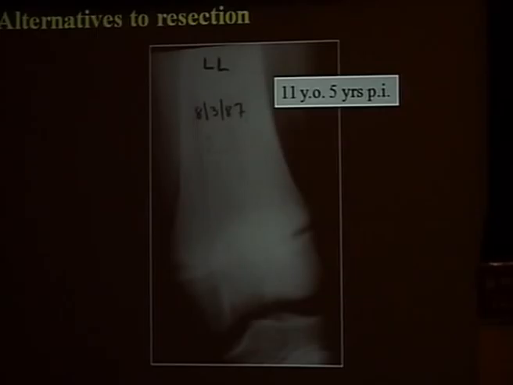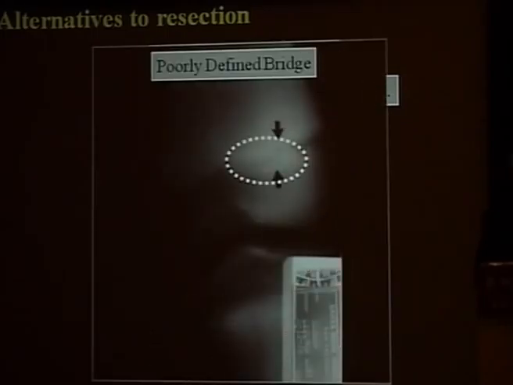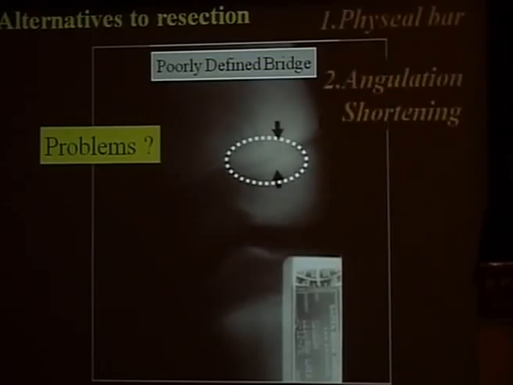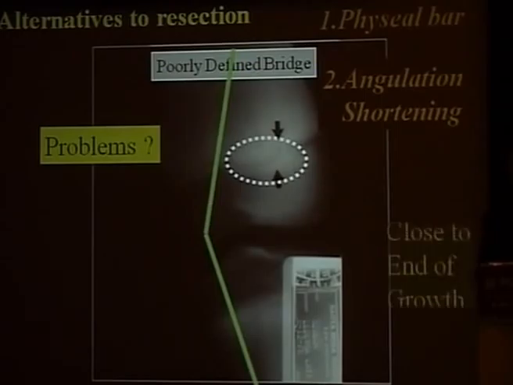Here's another one. Sometimes resection isn't the only way to remove this bridge or get it going again. This is a patient that had a poorly defined bridge. This patient had a Salter-Harris one fracture of the distal physis about 5 years previously and did well, and then started to develop a bridge here. But it was a poorly defined bridge, and he's getting close to his termination of growth. So you see a physeal bridge, and you've got angulation and shortening. So he's getting closer to the end of his growth.